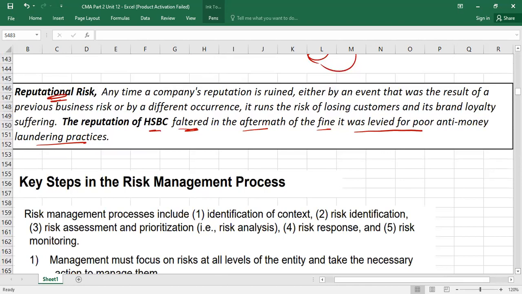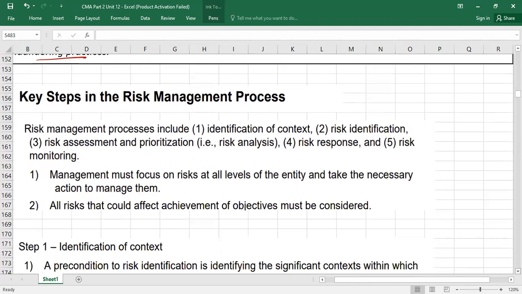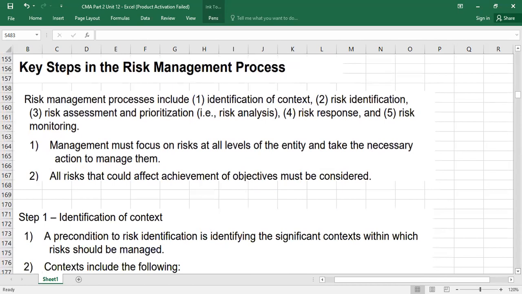Now, guys, we have one more point which we are going to discuss. Now we are going to discuss the key steps in the risk management process. Actually, we are talking about the risk management process.